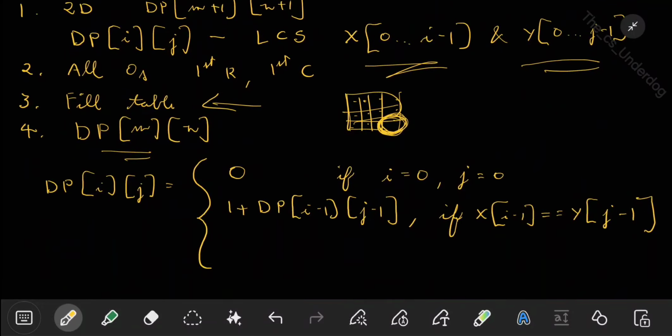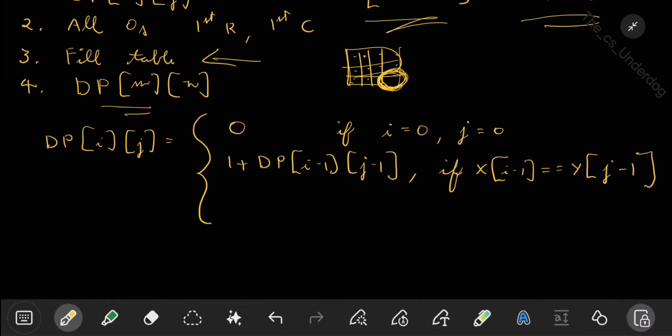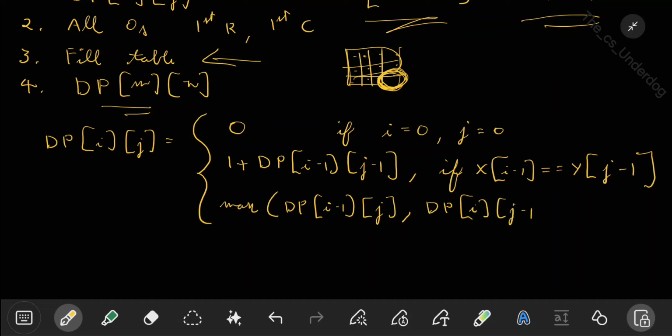Let us write this in matrix form. When you write this in matrix form, it will become the maximum of two things. One is dp of i minus 1, j, where you decrease one letter in the first string and consider the whole second string. And what is the second possibility? It will be dp of i, j minus 1. Here the first string has all the letters, and the second string has one letter less. This is in case x of i minus 1 is not equal to y of j minus 1.